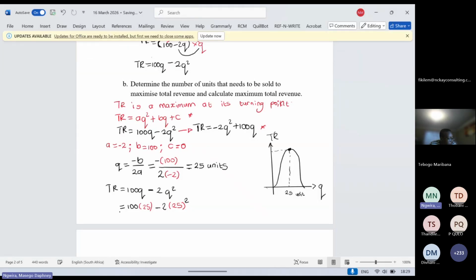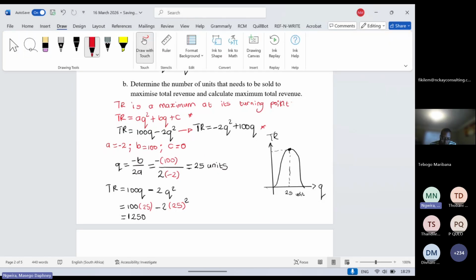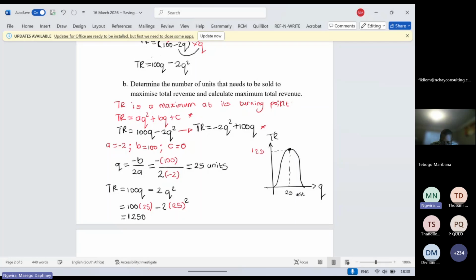And then now we get the answer. What is our answer? 1,250. So this means that when 25 units are produced and sold, a maximum total revenue of 1,250 is made. So this is our maximum total revenue, 1,250.